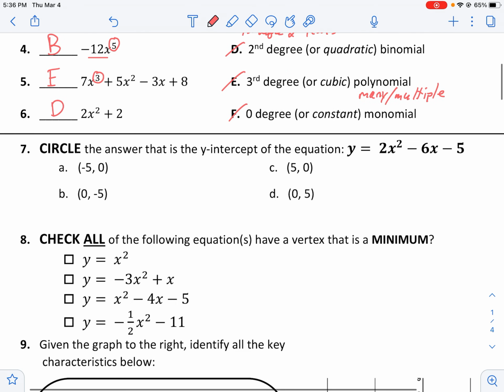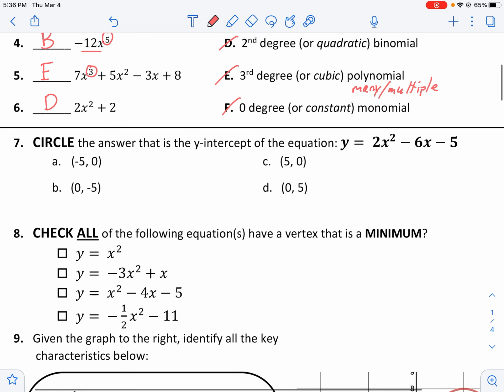7 says circle the answer that is the y-intercept of this equation. Well, hopefully you remember that the y-intercept is always just the c value. The harder part here is remembering that when you write the y-intercept, the x value is 0, the y-intercept is the y value. So 0, -5, so we're looking for that one, and that one is B.